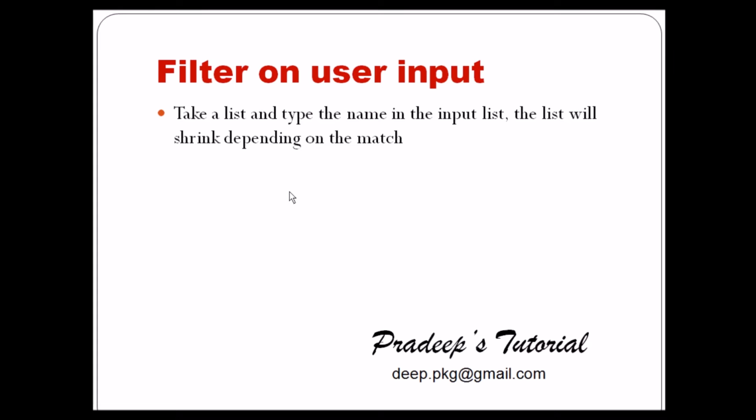We'll take a list, okay, and whenever we type some name in the input box, it will automatically filter the array. Suppose I have Anand, Anup, some name like An. If I type An, it will automatically take whichever contains An, like this. So let's see this example and then we'll wrap up this session.